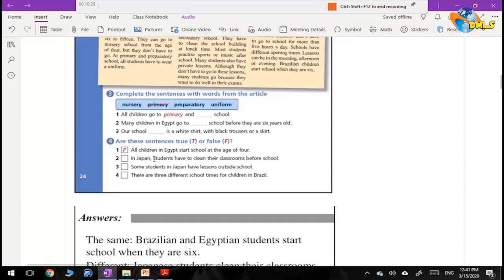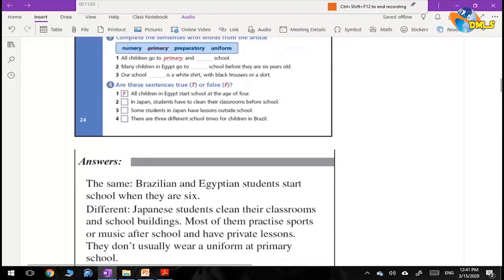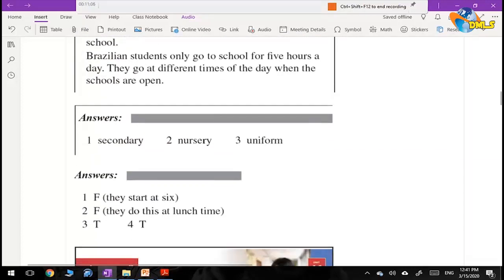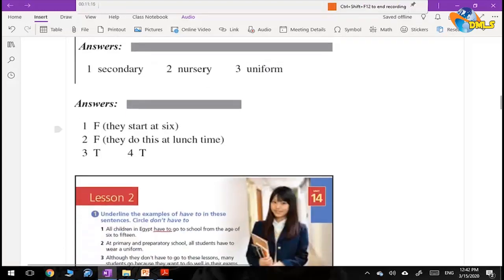In 2, in Japan, students have to clean their classroom before school. We mentioned this is a no as well. Now, 3, some students in Japan have lessons outside school, and this might be included in this part. They don't have to go to these lessons. Many students go because they want to. Now, there are 3 different school times for children in Brazil, and I believe this one will be yes. So there are the answers. The first is false. They start at 6. The second is false. They do the cleaning at lunchtime, not before school. 3 and 4 are correct, so they are true.